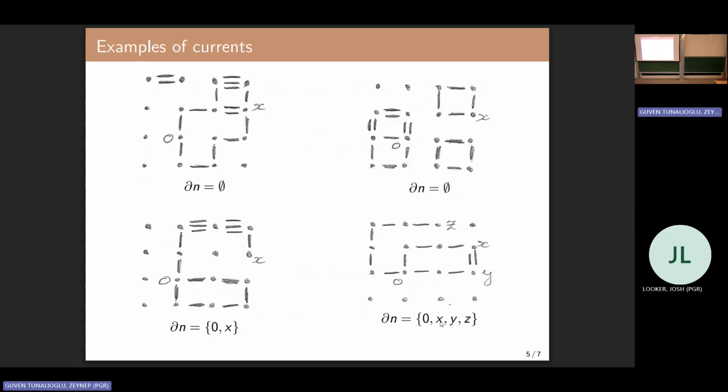Okay, so now these are examples of 4 currents. The currents in the top row are both sourceless. So for example, the fact that we have 2 edges over here would mean that if this is x and this is y, then nxy here would be 2. So this is one current, this is another current. This is a current that has a source at 0 and x. For example, at 0, we have 3 edges in total. At x, we have 1, which is odd. And this one has 4 sources.